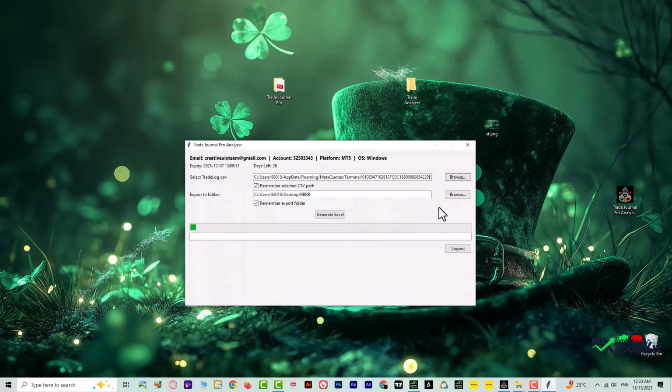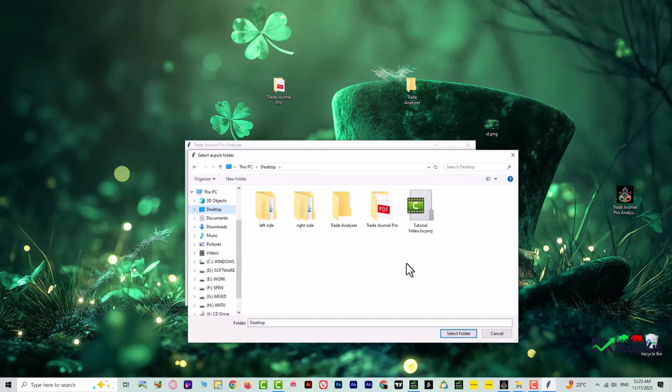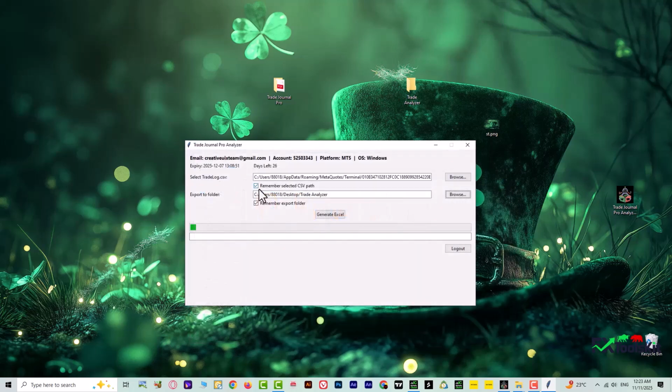Then in the Export folder, click the Browse option and select the folder that you created, and make sure to tick those two locations so that you don't need to browse those every time. Now click the Generate Excel button and wait for a few seconds. It will generate the trade log final XLSX file.